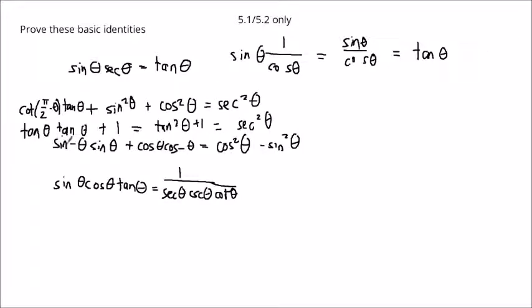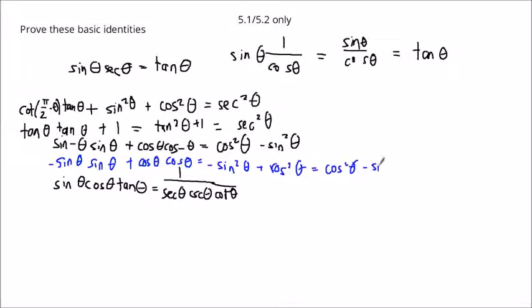Sine of minus theta, odd function, that will be minus sine of theta. I should use a different pen color. And then plus cosine theta, and cosine of minus theta is cosine theta because it's an even function. So that's minus sine squared theta plus cosine squared theta, which is cosine squared theta minus sine squared theta. And finally, we have sine squared theta.